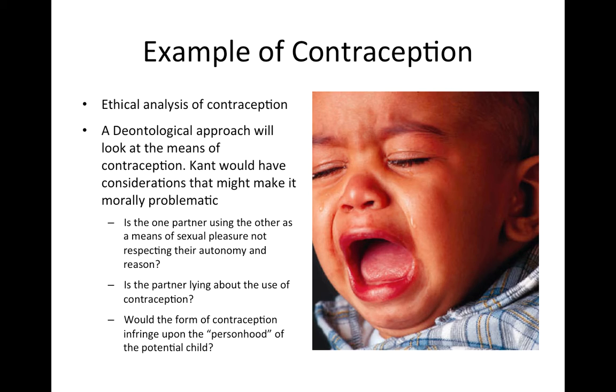Kant would not be as interested in the context of emotion or the role of the relationship, but he would be interested in the means of contraception. Would this infringe upon the personhood of the potential child? We're going to see this consideration comes up much more in natural law theory as well. But again, trying to universalize your action or decision and making sure that you're never treating another person as a means towards an end.